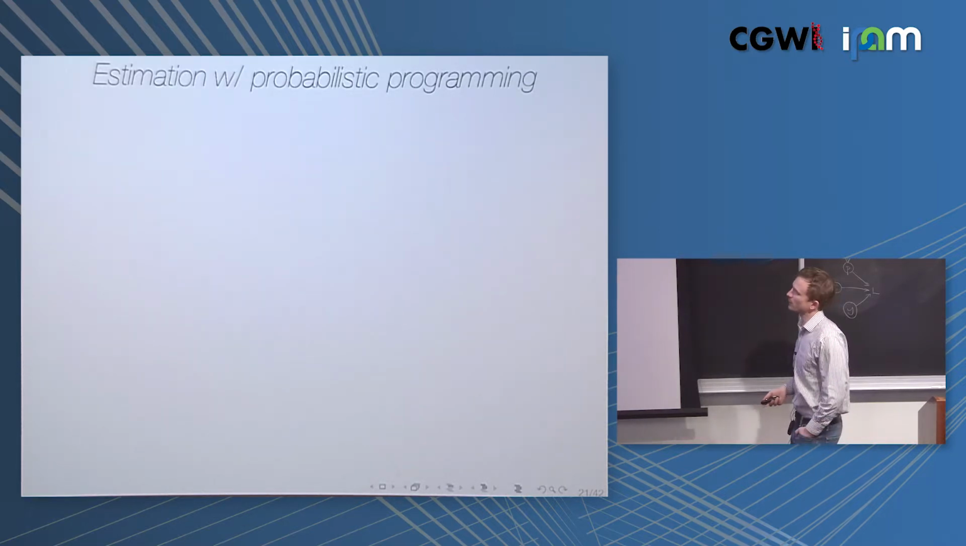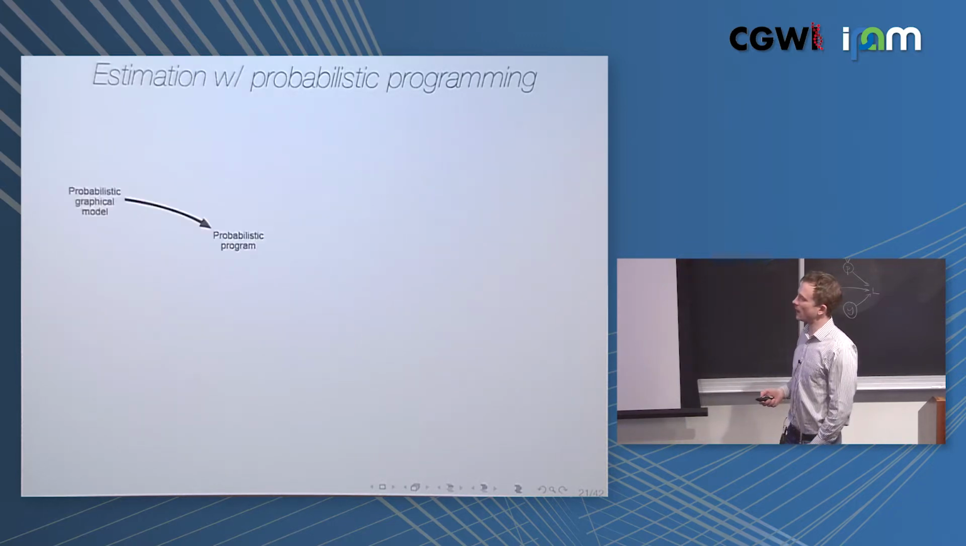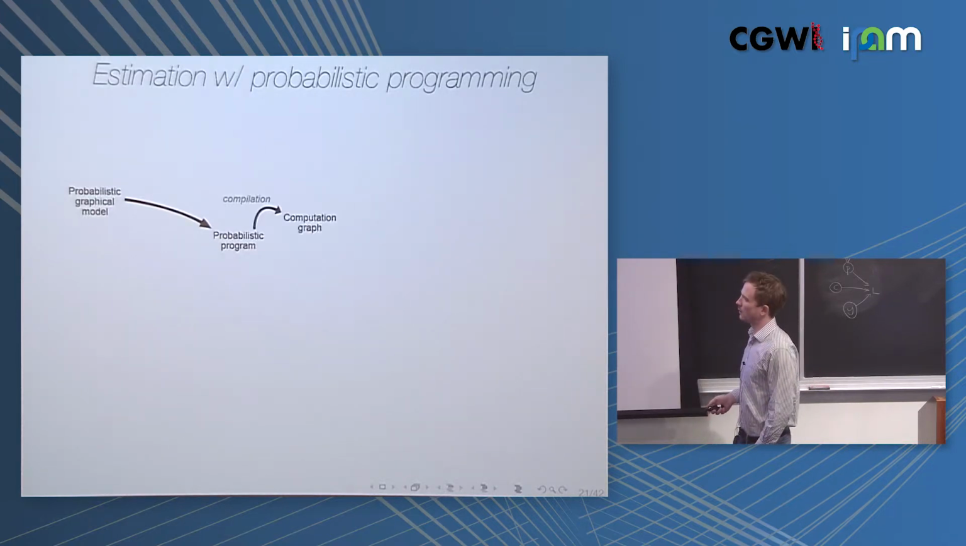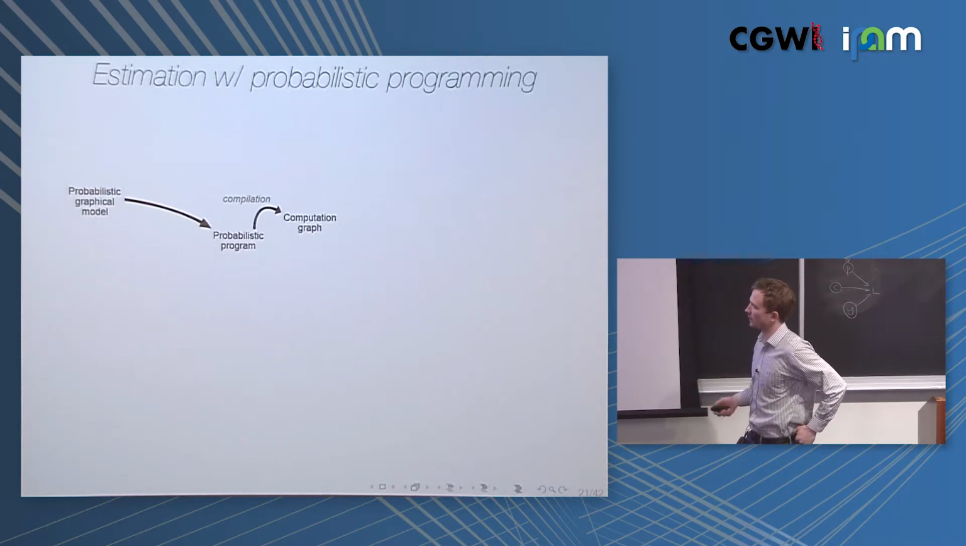OK, so probabilistic programming. The idea is that you take your probabilistic graphical model, for example the one I just showed you on the previous slide, and write it down as what's called a probabilistic program. This is some sort of domain-specific programming language that lets us write down that model in a way a computer can understand. Once you've done that, there are various tools that will take that program and internally generate the computation graph, which is the computation graph to calculate the likelihood or log joint, if you're thinking in a more Bayesian way.